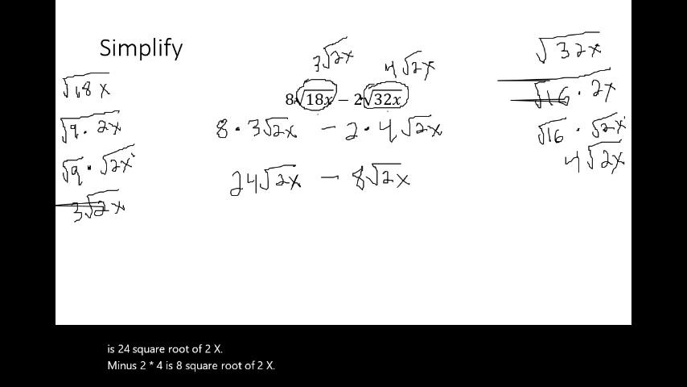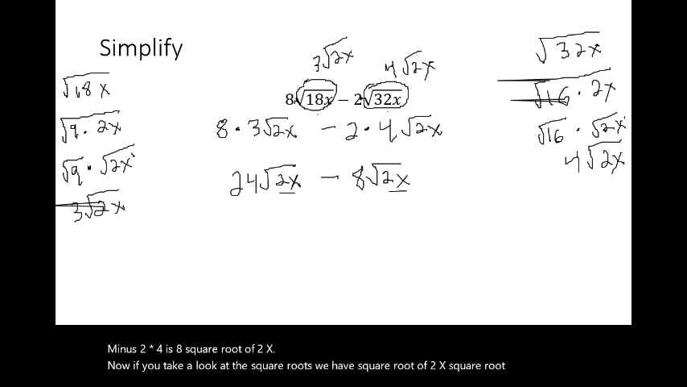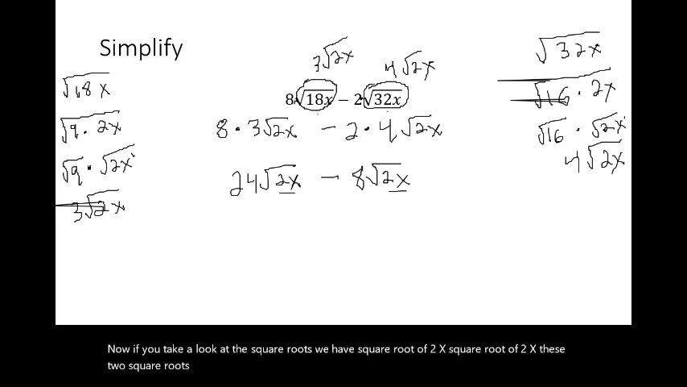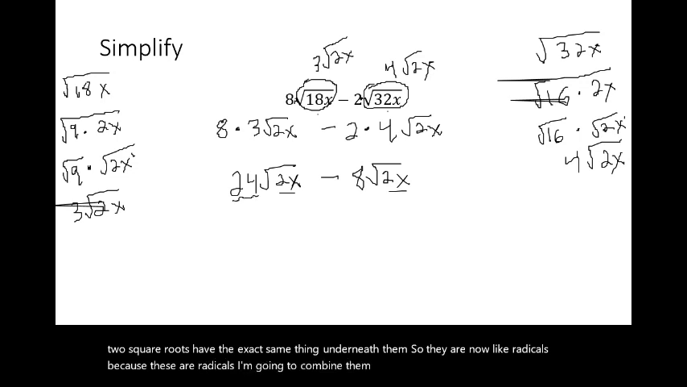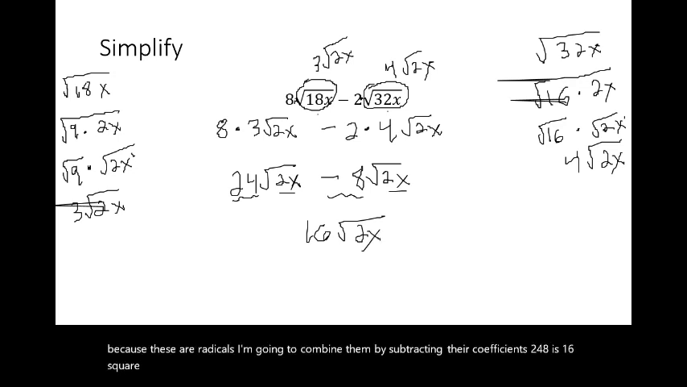Now if you take a look at the square roots, we have square root of 2x, square root of 2x. These two square roots have the exact same thing underneath them, so they are now like radicals. Because these are like radicals, I'm going to combine them by subtracting their coefficients. 24 minus 8 is 16 square root of 2x. And then that is going to be my final answer.